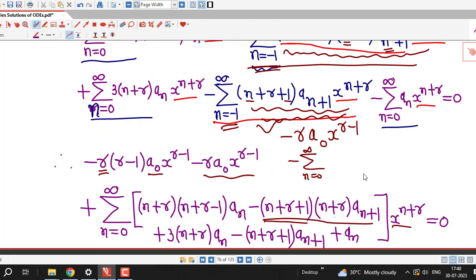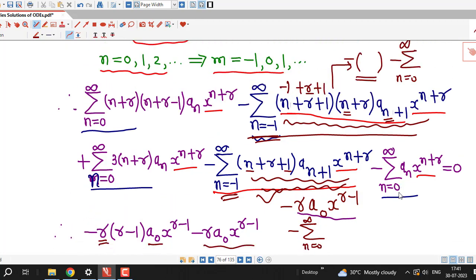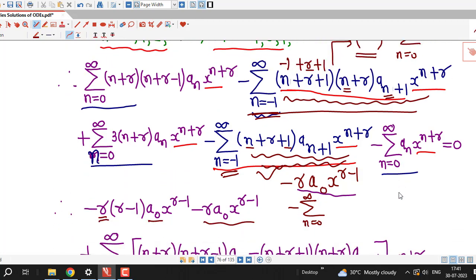So that also I have written. So let me search for that quantity. For n equal to minus 1, I have this quantity, and for n equal to 0 to infinity, I have negative sign, and n plus r plus 1, a n plus 1 into x raised to n plus r. So that I have written here, sigma n equal to 0 to infinity, n plus r plus 1, a n plus 1, x raised to n plus r, and rest of the things as it is. And I have combined simultaneously.